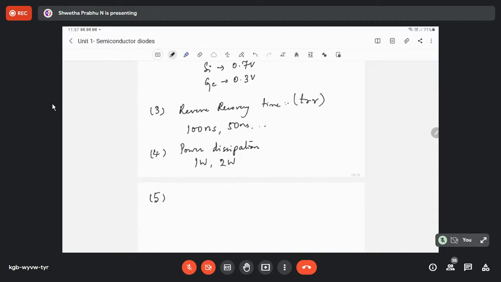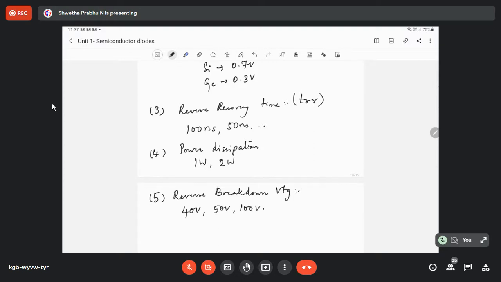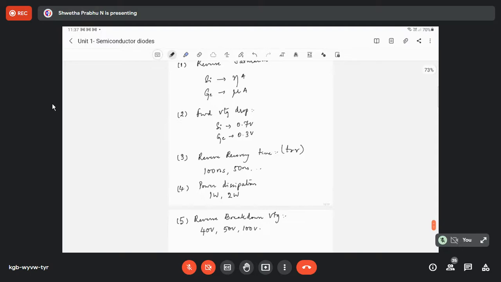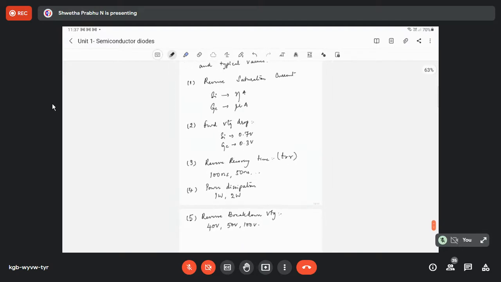Coming to the fifth specification, reverse breakdown voltage: 40 volts, 50 volts, 100 volts. These are the practical specifications of a PN junction diode. Please make a note.